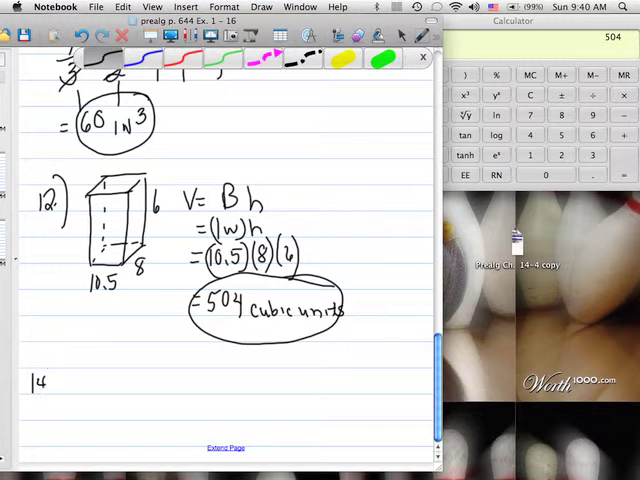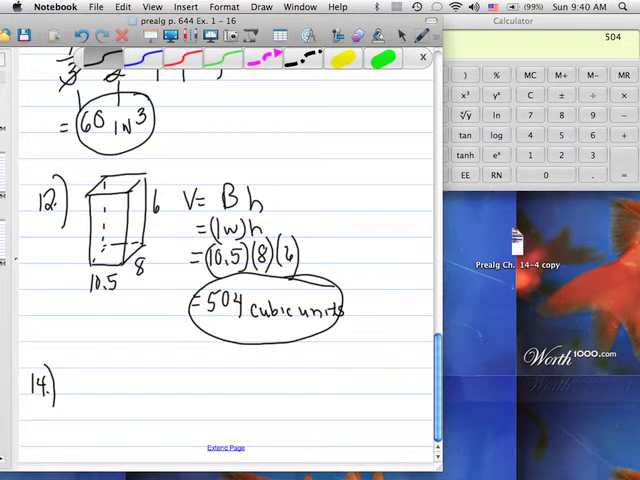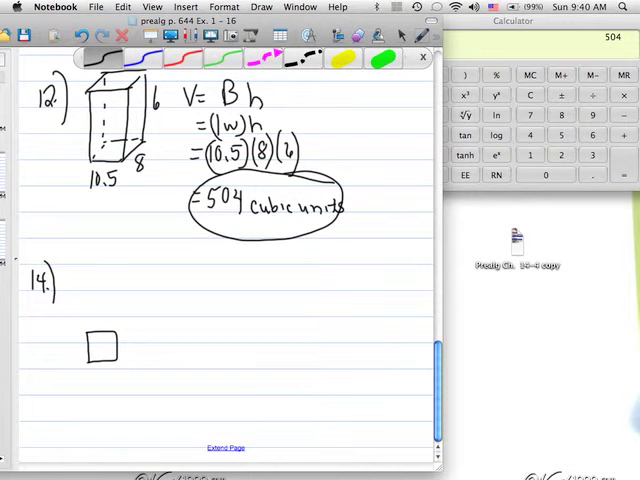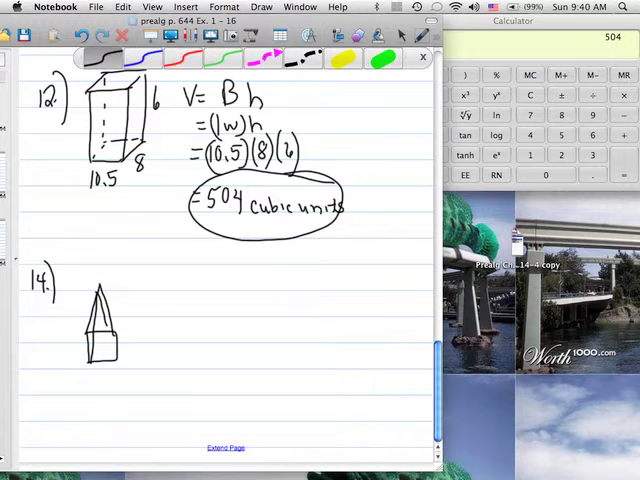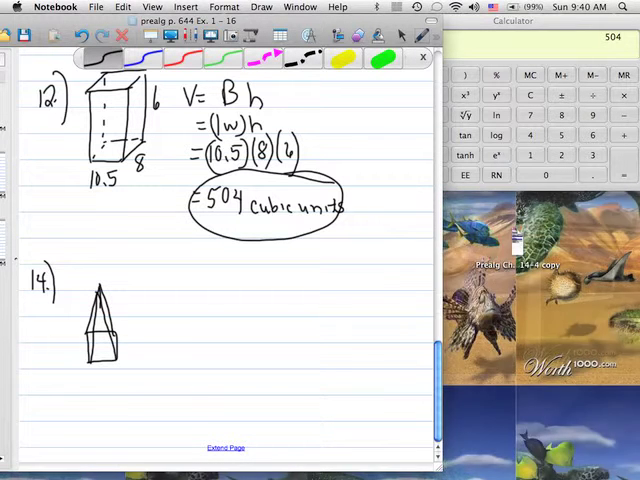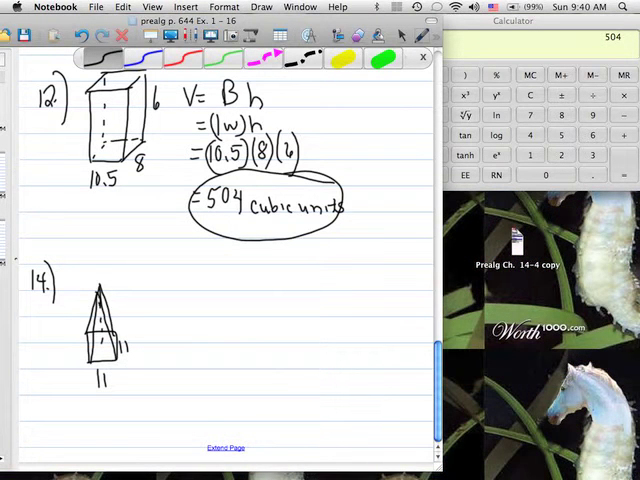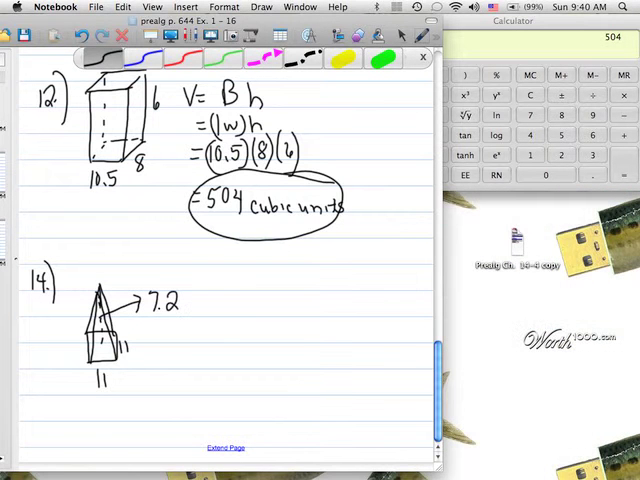And 14, a square pyramid. So we're going to draw a square at the bottom, and we're making a pyramid. And its edges, the base is a square, so it's 11 by 11, and the height inside, how tall the pyramid is, is 7.2. So volume is a pyramid.